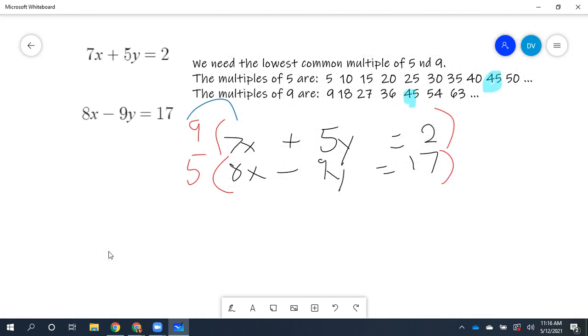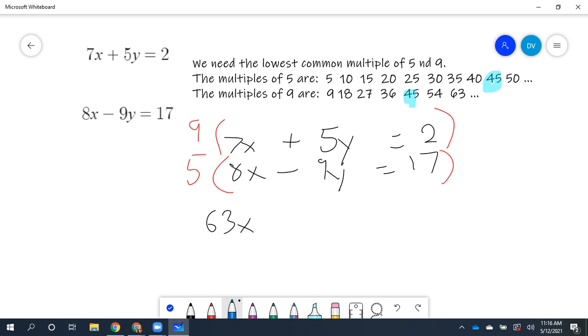Okay. So let me get rid of the little thing there. So we're going to have 63x. Then we're going to do 9 times 5y. Won't that be positive 45y? Okay. Plus 45y. And then we're also going to do 9 times 2. That's 18, isn't it?